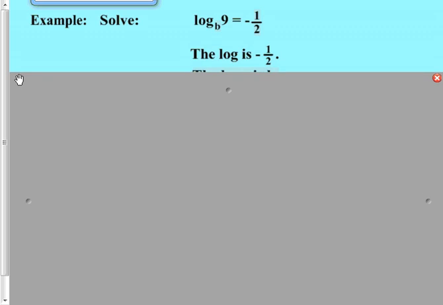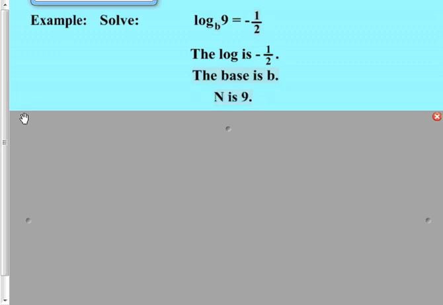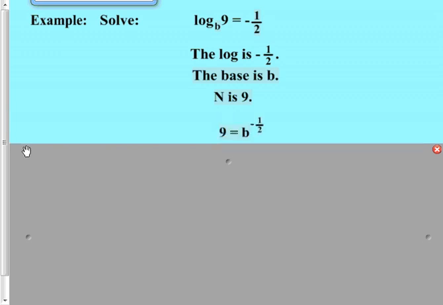So let's identify the values. The log is -1/2, obviously, from the problem. The base is obviously b from the problem, and that leaves our n value to be a 9. In exponential form, that would be base b raised to the -1/2 power is 9. Well, we're in the same spot again. You may remember me telling you last unit that the 1/2 power is the same as square root. So we have the square root of b.